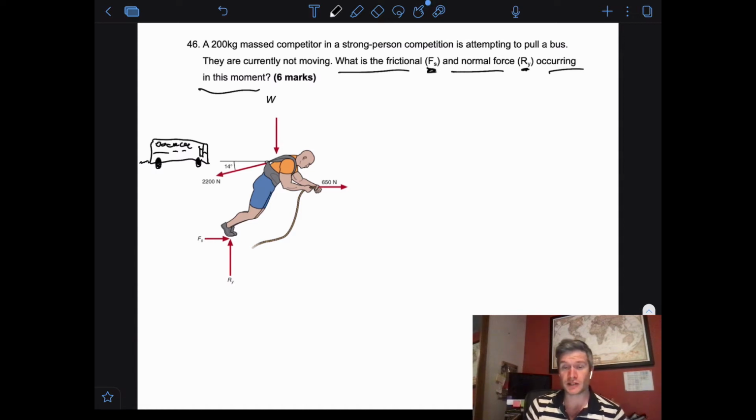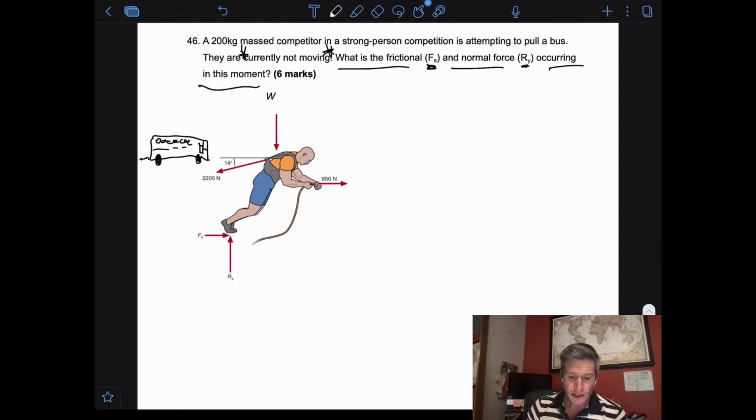Now, one of the important things to have caught while reading through this question is that they are currently not moving. If they are not moving, if you recall, that means they're in static equilibrium. So all the net forces on every axis, on the x and y, so linearly, as well as torque, so angular, rotational stuff, is all going to add up to zero on every plane or axis that we look at.